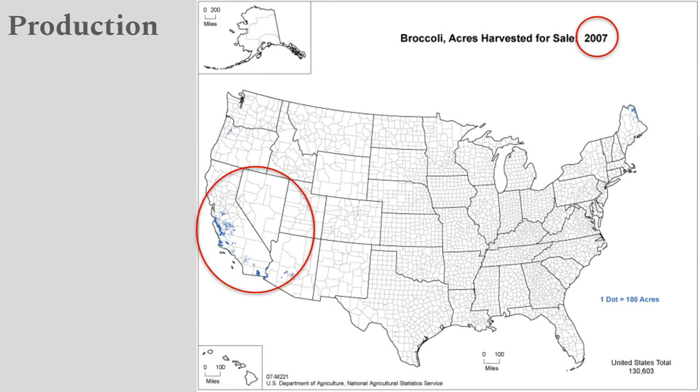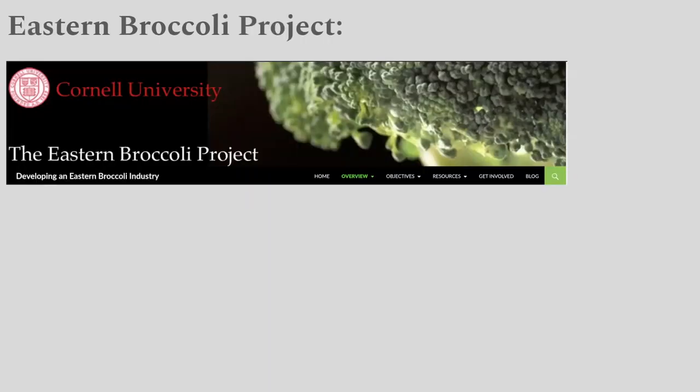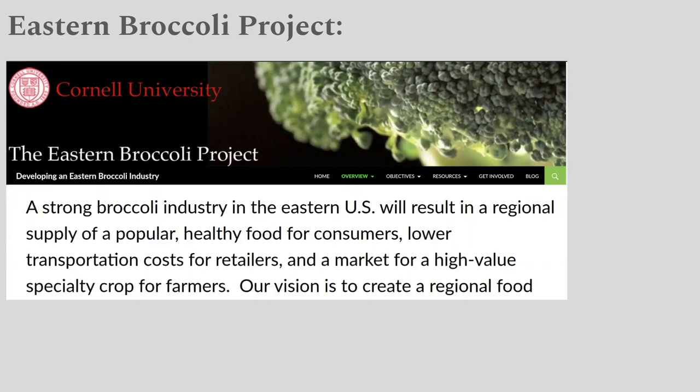So this begs the question, why not grow it on the East Coast? Well, in 2010, Thomas and others got together this really wonderful project called the Eastern Broccoli Project, which is a collaboration of public and private groups, USDA, universities, seed breeding companies, to develop an Eastern broccoli industry. The philosophy is a strong broccoli industry in the Eastern US will result in a regional supply of a popular healthy food for consumers, lower transportation costs for retailers, and a market for a high value specialty crops for farmers.